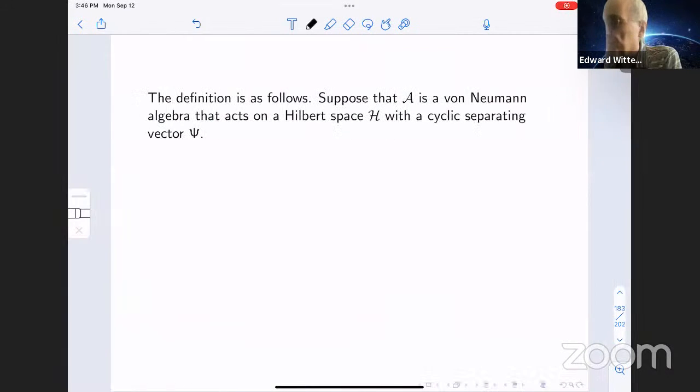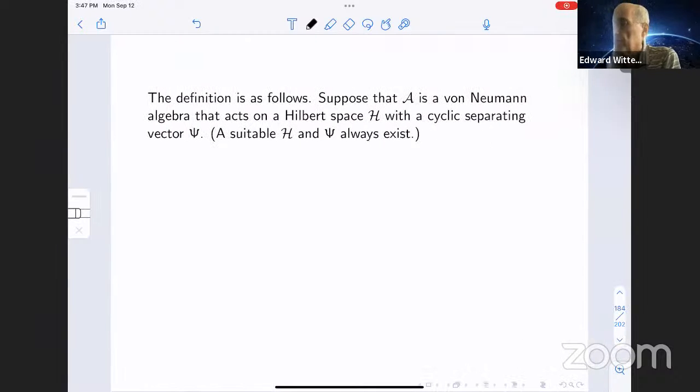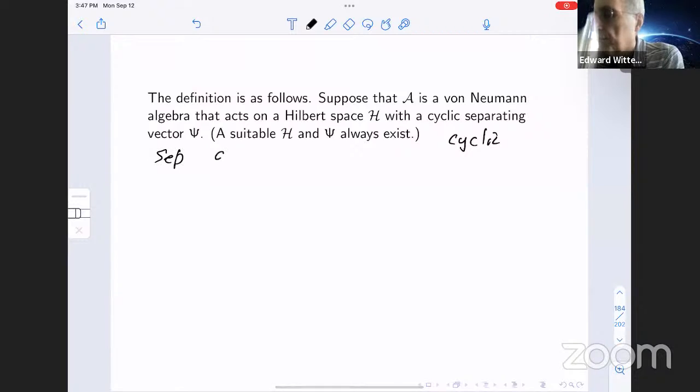Well, first I'll explain their definition. Suppose that A is a von Neumann algebra. It acts on a Hilbert space H with a cyclic separating vector psi. Separating means that A psi is not zero if A is a non-zero element of the algebra. And cyclic means that vectors of the form A psi are dense in the Hilbert space.